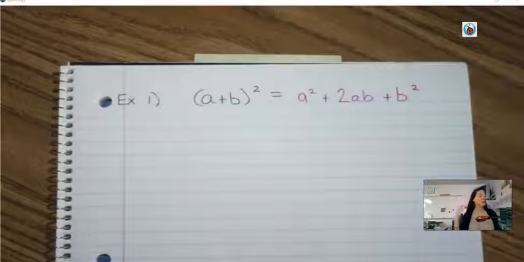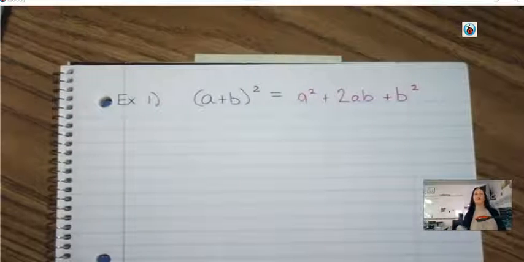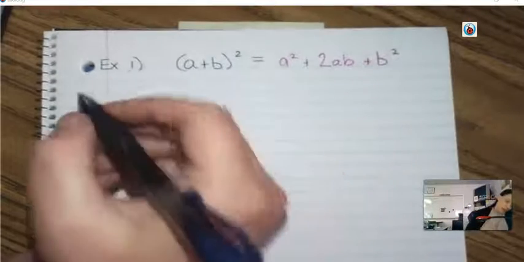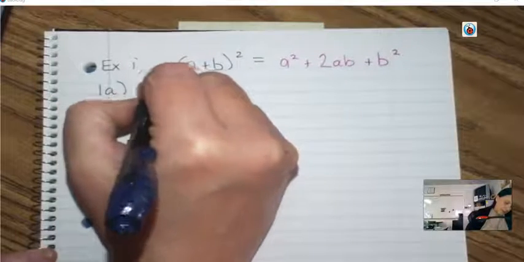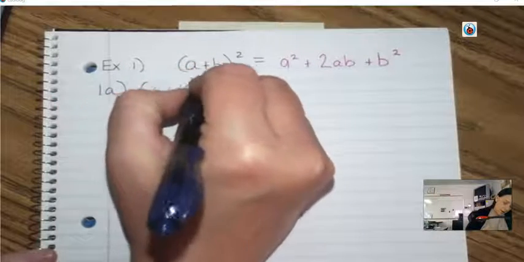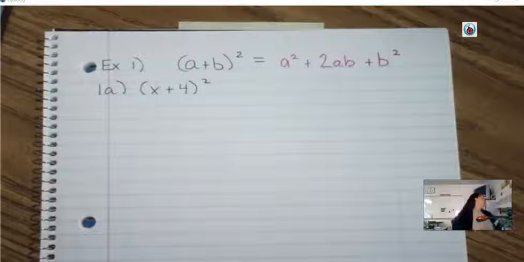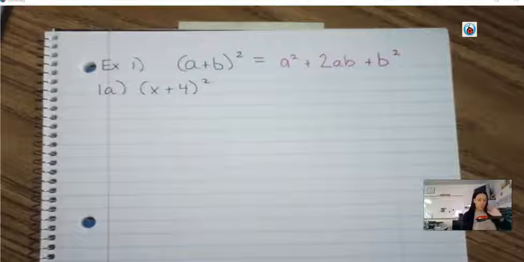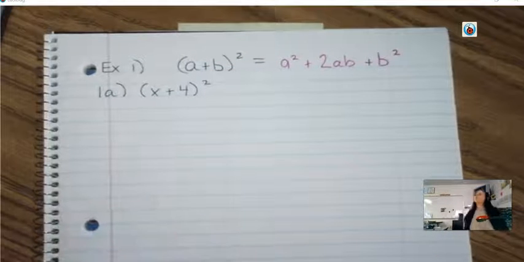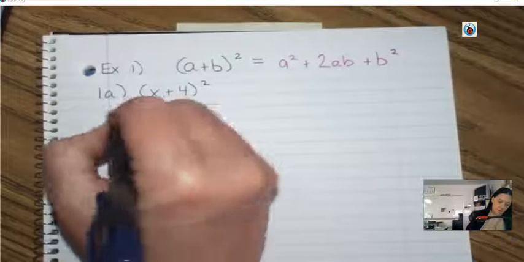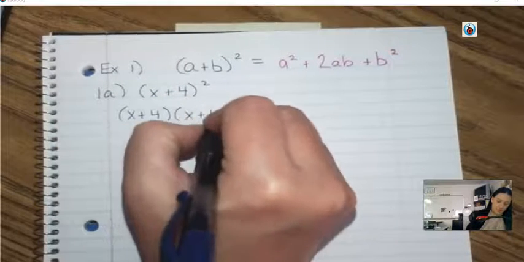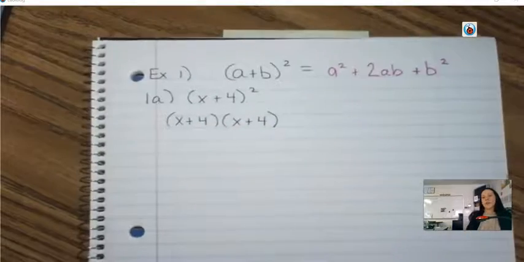Okay, so first I'm going to show you how to do this, just the regular FOIL, the long way, and then we'll practice doing the shortcut. 1a, (x plus 4) squared. (x plus 4) squared is (x plus 4) times (x plus 4). Anything squared is times itself.